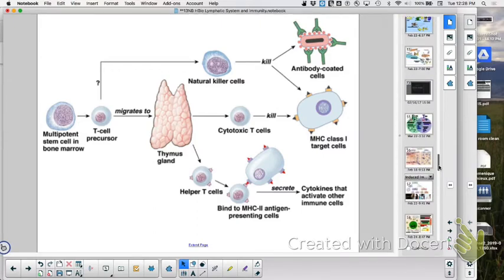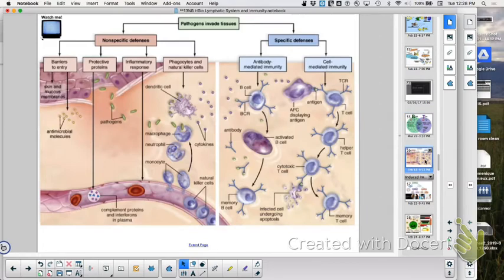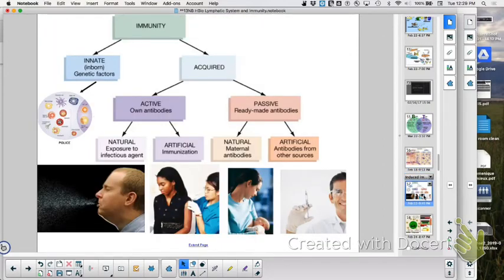Okay, now, last but not least, there is a Venn diagram that spells that out that I gave you as well. There are pictures in your book that show everything overlapping so you can see it. Now, let's talk about active versus passive immunity.